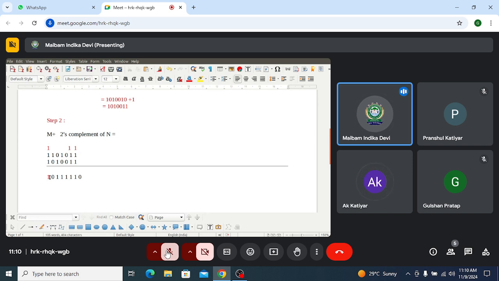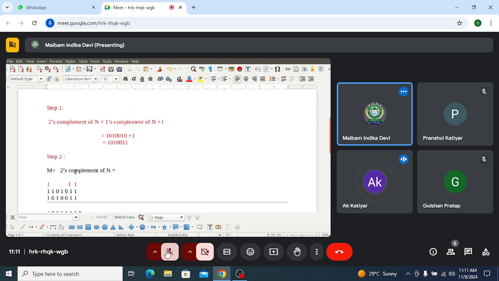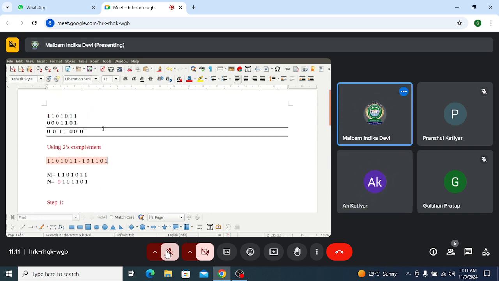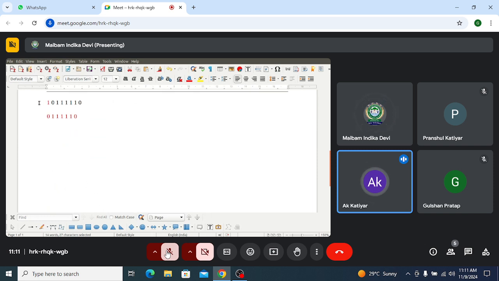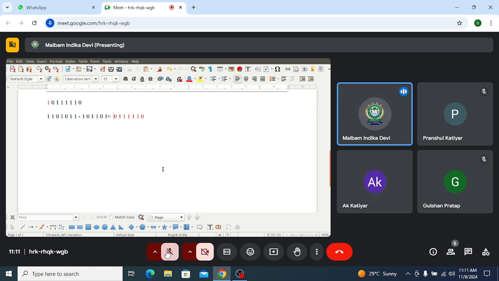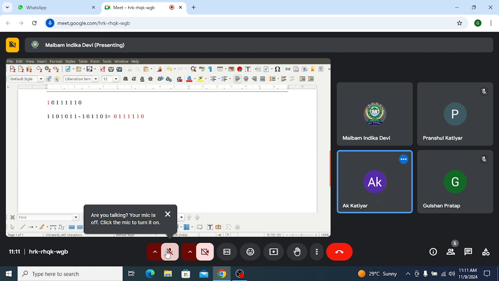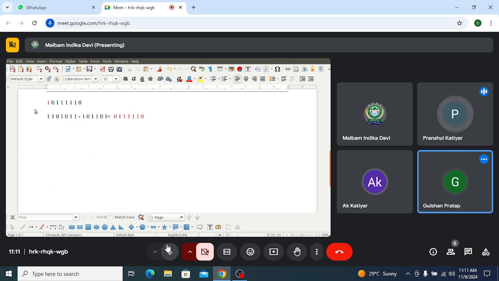So what does it say? If you have an end carry, just discard it. So the answer to this subtraction will be only this. Understood, yes or no? Yes, ma'am.